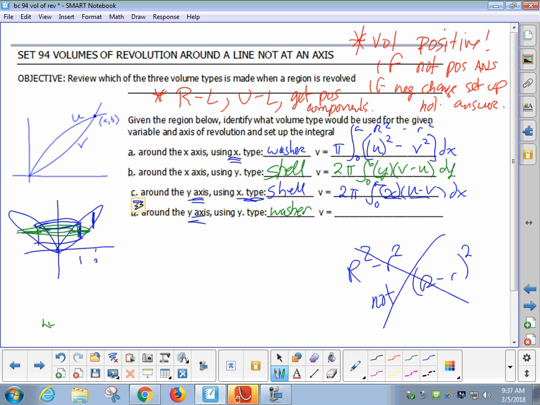Okay. The washer is pi big R squared minus little r squared. What's big R? Yeah, it's the distance to v, because that's the outer, and the inner, u, and those would have to be in y terms because we're integrating with respect to y. 0 to a or 0 to b? 0 to b. Okay, now all that's review. It's all about the axis of revolution being at the x or y axis.